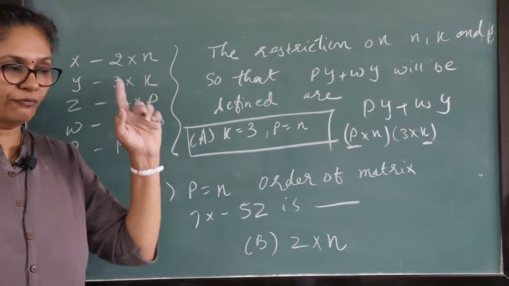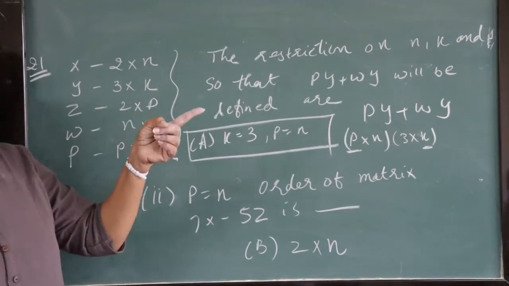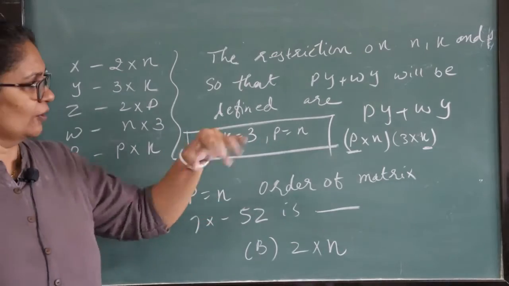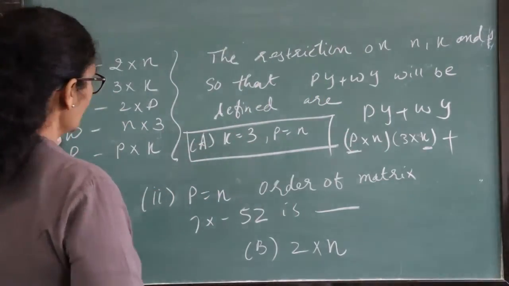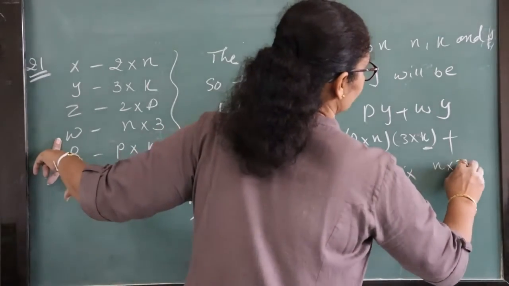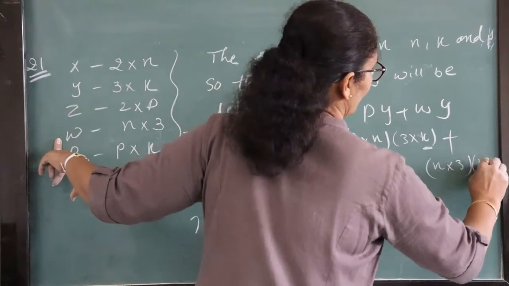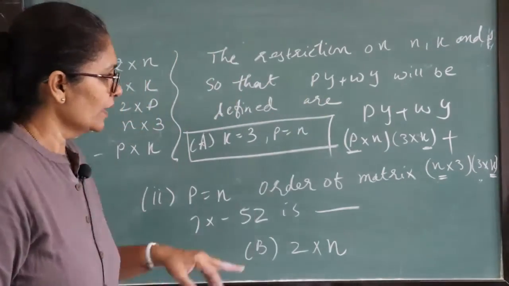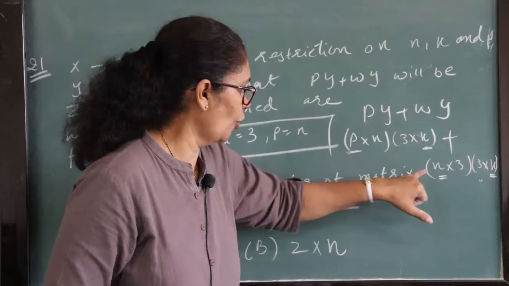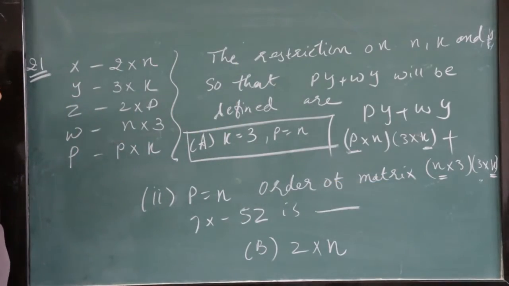You have to take a row from the first matrix and a column from the second matrix, then only you get this. Okay, in the same way, let us check W. W is your n by 3 matrix and Y is 3 by k. So what do you get? An n by k matrix.